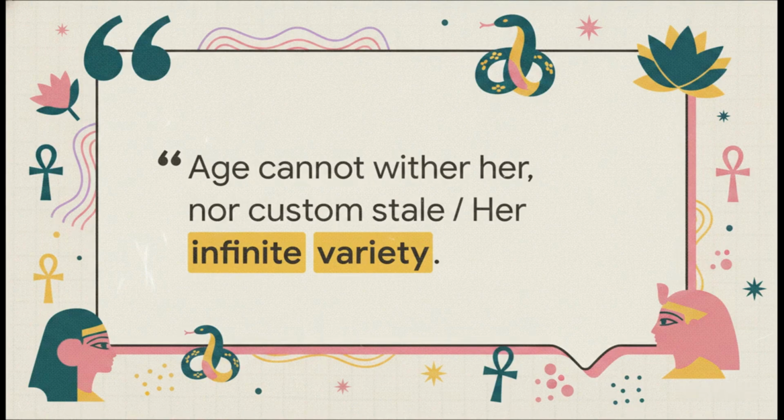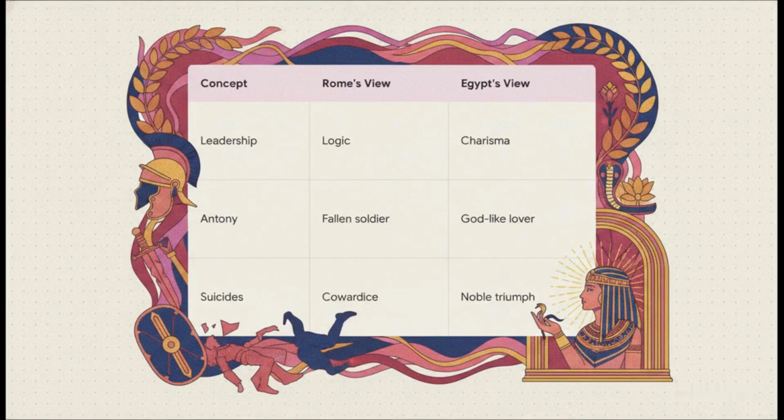Definitely memorize this one. When exam pressure hits, it's really easy to get confused. So, use a mental framework like this to distinguish how identical events are viewed through totally different cultural lenses. Look at that bottom row, the final suicides. To Rome, that's the ultimate act of cowardice. But to Egypt, it's a noble, theatrical triumph that completely denies Caesar his prize. Knowing both sides keeps you from getting tripped up by tricky multiple-choice questions.